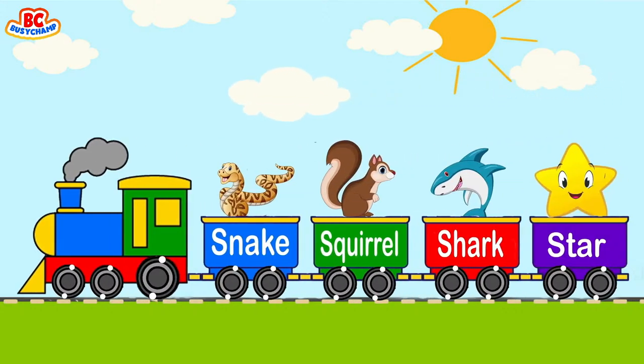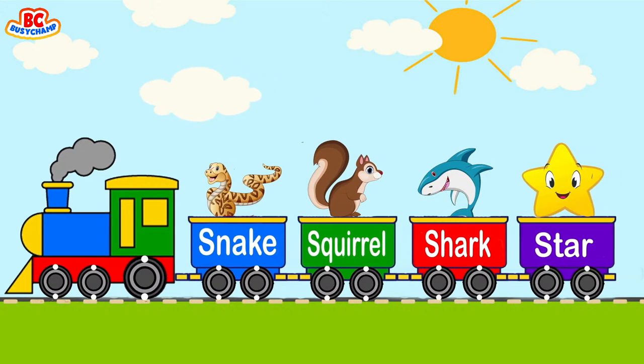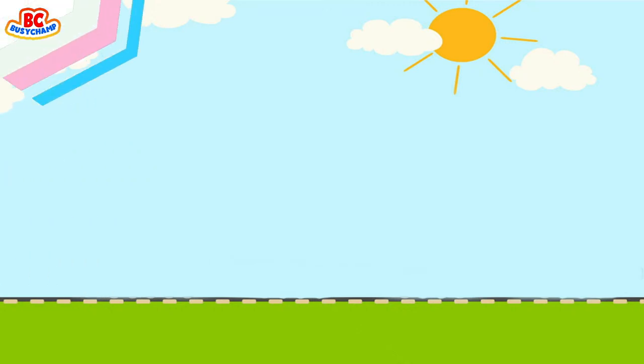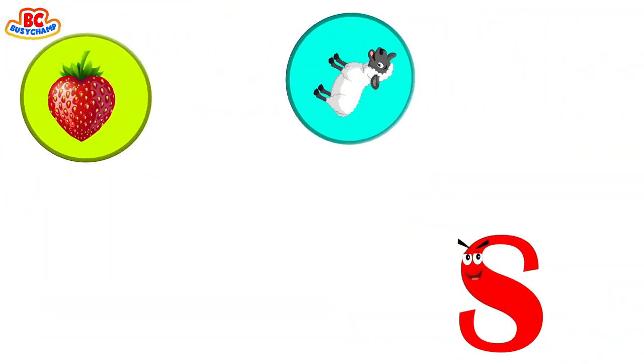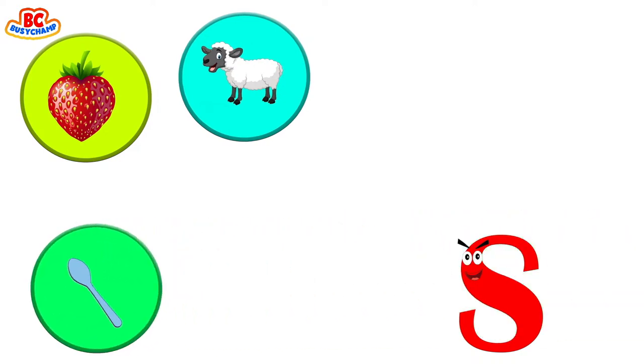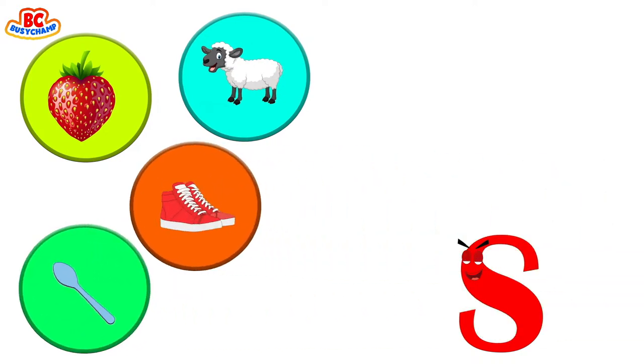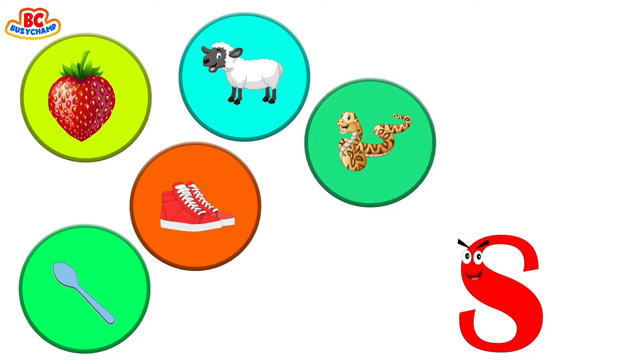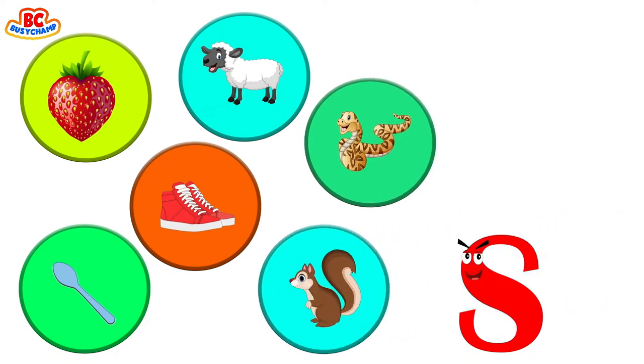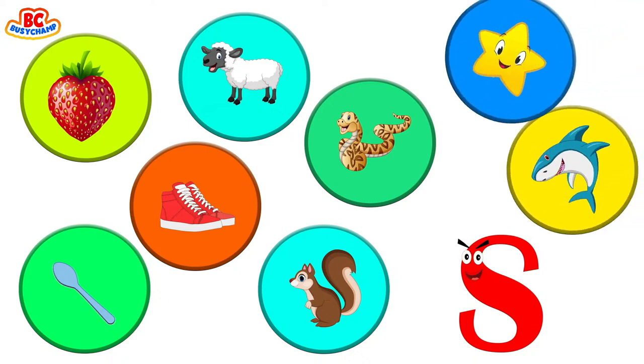Let's revise the words with the letter S. Snake. Squirrel. Shark. Star. S. Strawberry. Sheep. Spoon. Shoes. Snake. Squirrel. Shark. Star.